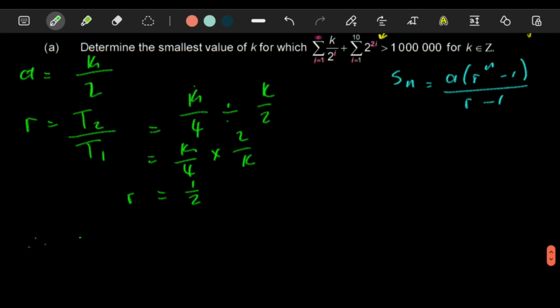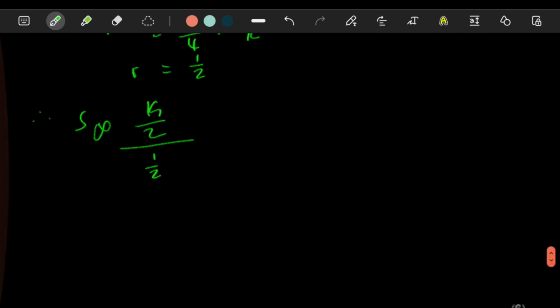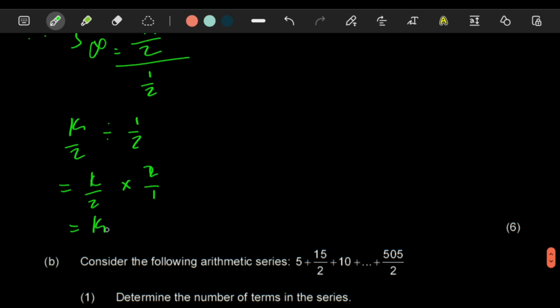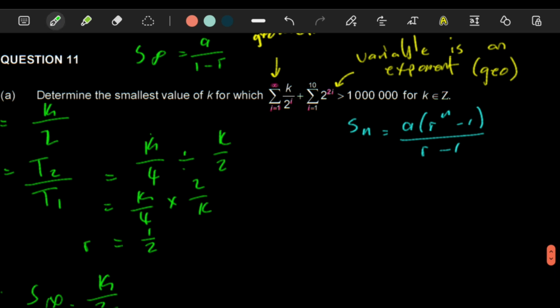So here you can see, therefore, your sum to infinity for that expression is just the following. a is k over 2, r is just a half. So this is just going to give you k over 2 divided by a half. It's going to be k over 2 times 2 over 1. This is just k. Okay, so your sum to infinity here is just k. That's this green part. Let's do the blue.